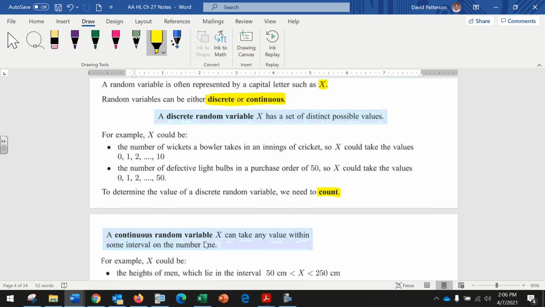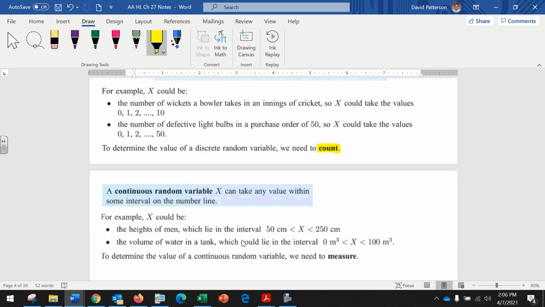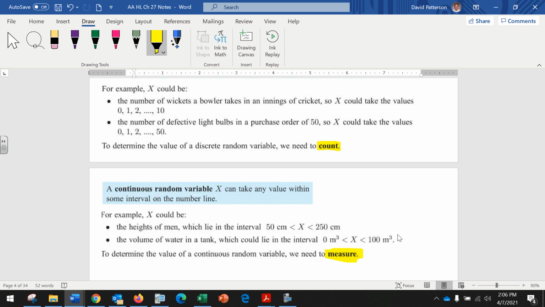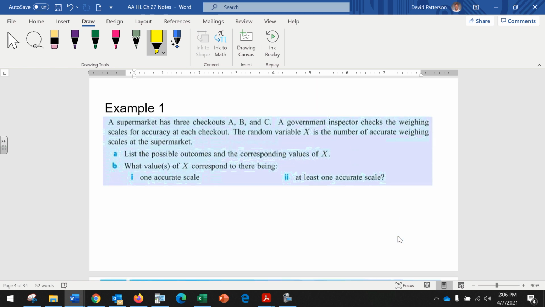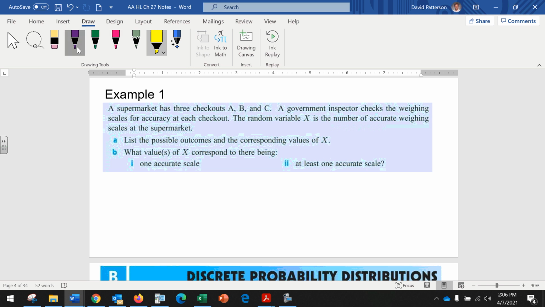A continuous random variable takes any value on a given interval. Those are things that could be measured. So the heights of men. Maybe you're 50 centimeters, but maybe you're exactly 50.376 centimeters, or any value between 50 and 250. The amount of water in a tank could be anywhere from 0 to whatever that particular tank holds. All right, so let's take a look at this example here. First one says, a supermarket has 3 checkouts, A, B, and C.